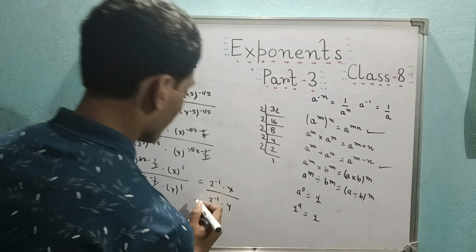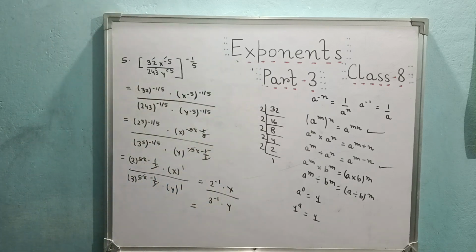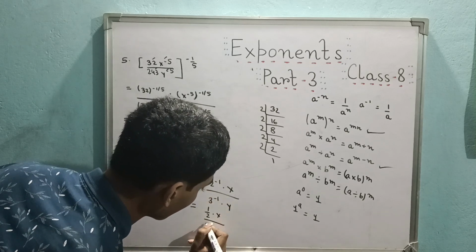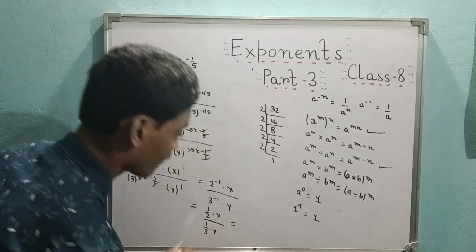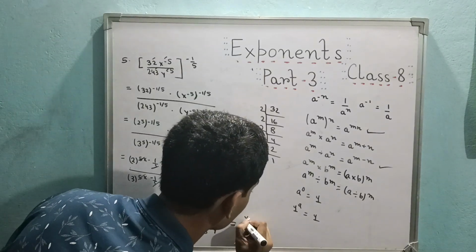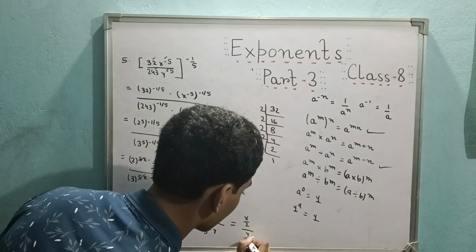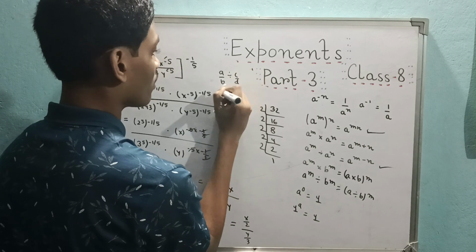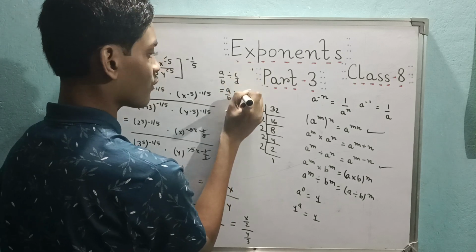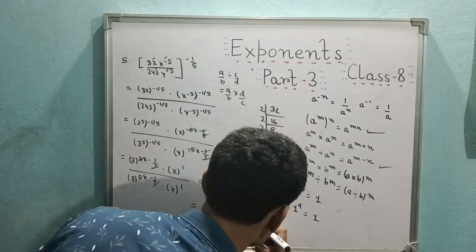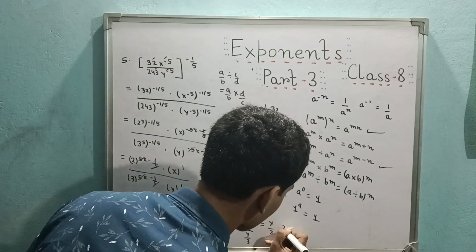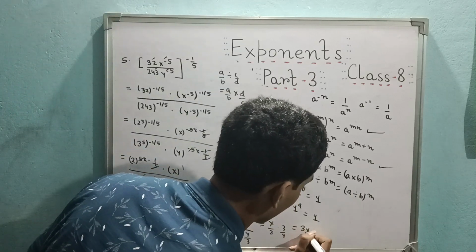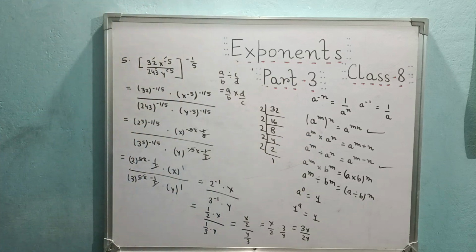Now, so 2 to the power minus 1 is what? 1 by 2. So 1 by 2 into x. Again this one by 3 into y. That is x by 2 divided by y by 3. Now, a by b divided by c by d equal to a by b into d by c. It's a good question, lot of steps. So this is actually equal to x by 2 into 3 by y. Okay, so 3x by 2y. You have the answer here.